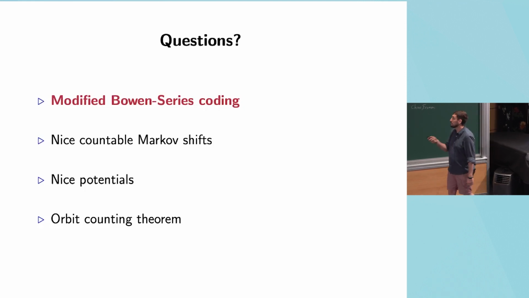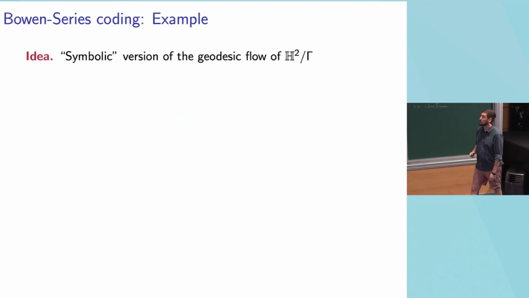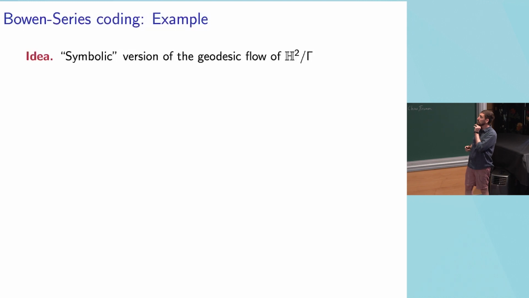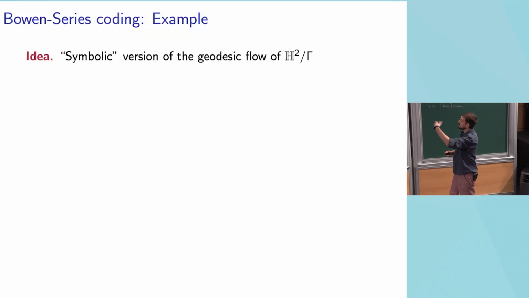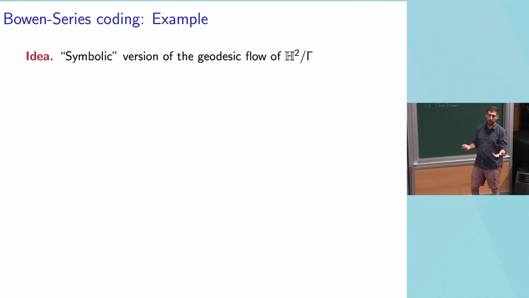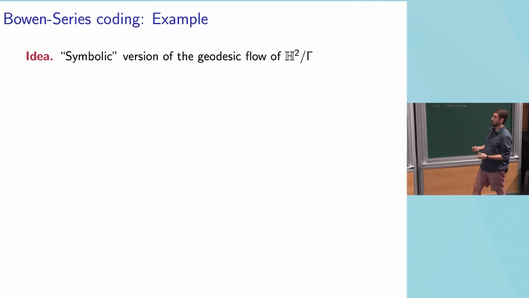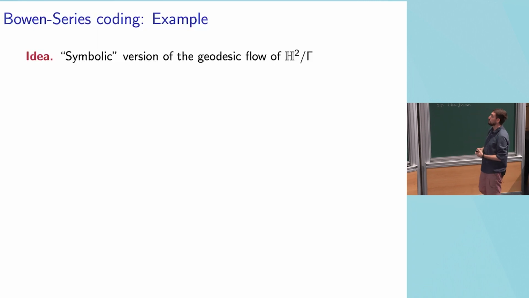Okay. We're going to go through this. So I want to start with the Bowen-Series coding. I want to start with an example. So the idea, I have a geodesic flow, recurrent portion of the geodesic flow on a hyperbolic surface, and I want to replace this dynamical system with something symbolic. Symbolic maybe doesn't make sense right now, but you'll see.